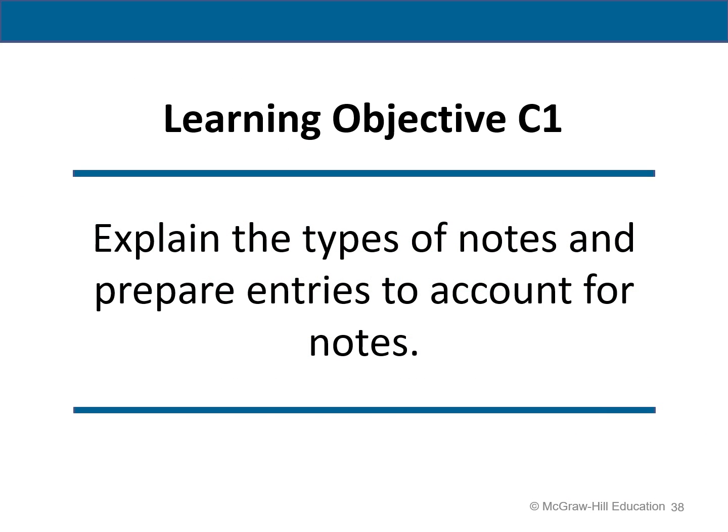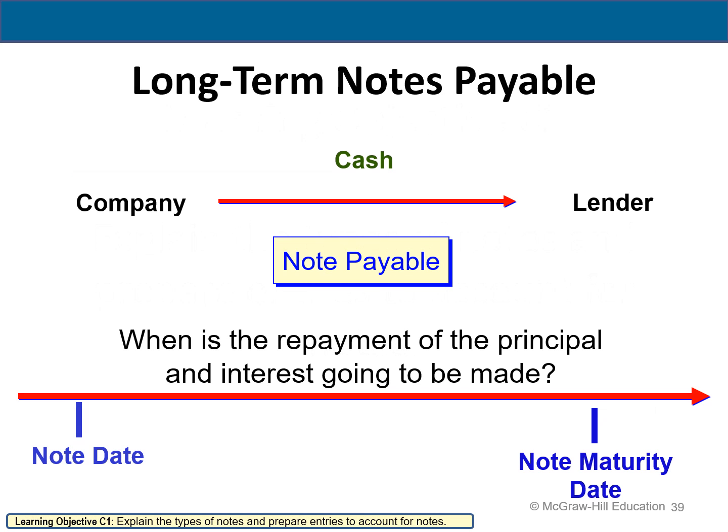All right, so let's explain the types of notes and prepare entries to account for notes. So, long-term notes payable. A company gets cash from a lender. They have a note payable. The repayment of the principal and interest is going to be made between the note date and the note maturity date, right? Typically on a monthly basis.